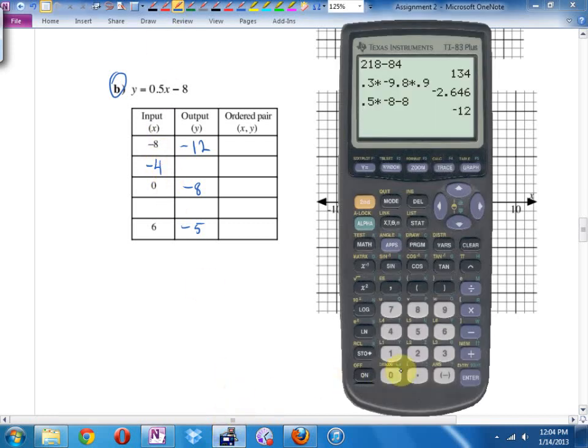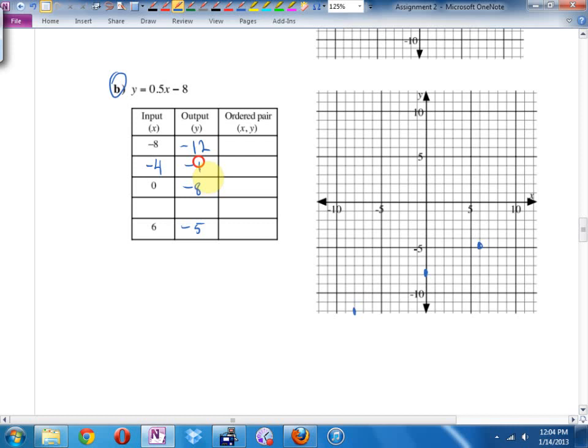So it's going to be 0.5 times -4, take away 8, and I get -10. Apparently -4 goes with -10, like that. Let's try an even number between 0 and 6. I did 4. Sure. Half of 4 is 2, take away 8 is -6. Is that what you got? Which does work, by the way.